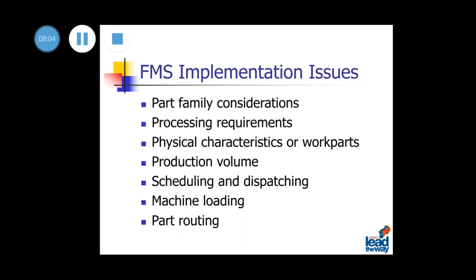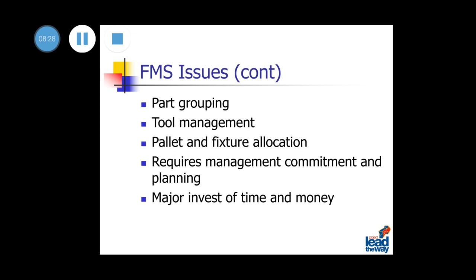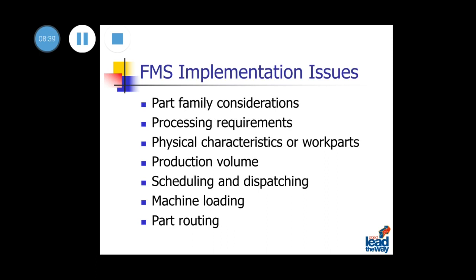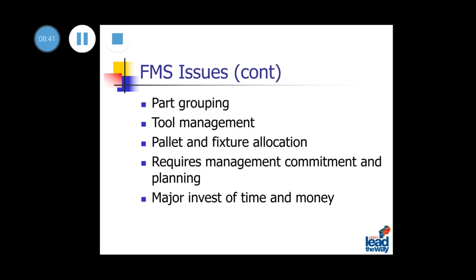So, what are the issues or challenges that are faced during FMS implementation? First, the part family considerations, where you have to identify the product and group them into part families based on design or manufacturing. Processing requirements, physical characteristics of the work parts, the production volume, scheduling and dispatching, machine loading, part routing, part grouping, tool management, pallet and fixture allocation requires management commitment and planning, major investment of time and money.